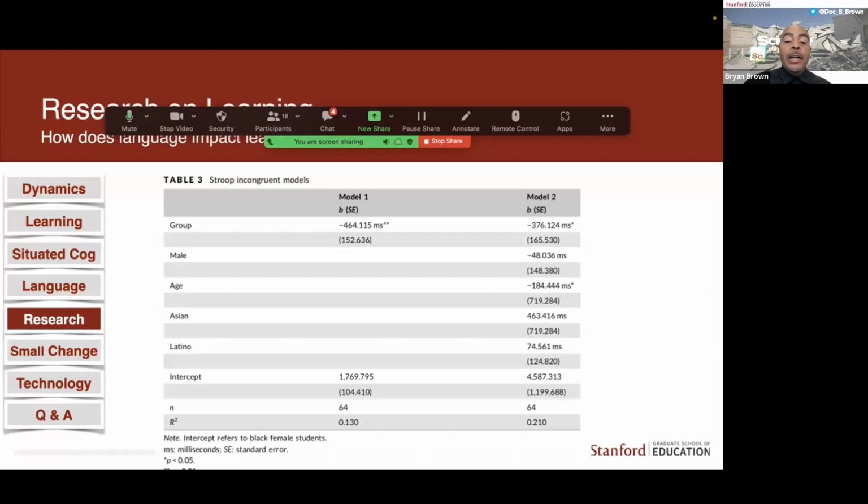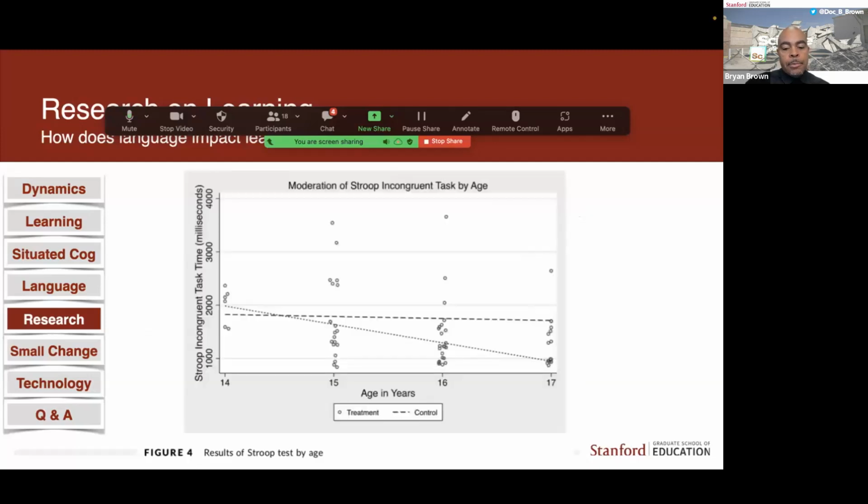So we did find one factor, right? We ran our regressions, and the one factor that is predictive is if you are older. So age has a predictive factor, is that students who are older tend to be faster, and the negative impacts of language don't impact them as much, right? So this is an indication. You can see the downward slope for the relationship between the control and treatment group, is that as you age, you learn to manage this language stress.